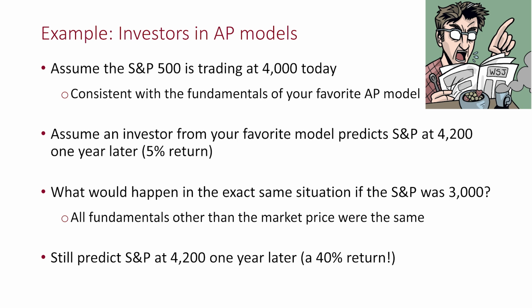It's just a simple example to think about what we mean. Let's say the S&P 500 was currently trading at 4,000 today, and that's consistent with whatever your favorite asset pricing model is. And let's assume that an investor from that model, based on current fundamentals, thought that 1 year in the future, it would be at 4,200, a 5% return.